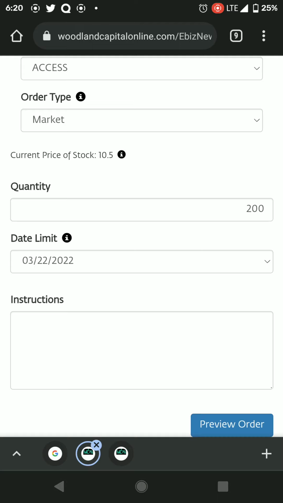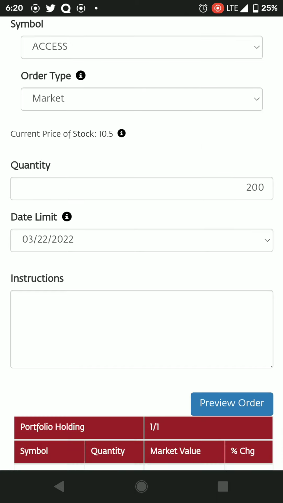Now I want to advise that you make some room for the charges. There are some charges that apply to transactions, and those charges do not usually exceed 1.35% of the total value of our order. So what I would advise is that you leave some room in your account in terms of fund to accommodate for charges. So you type the quantity here you want to buy, and then you write date limit.